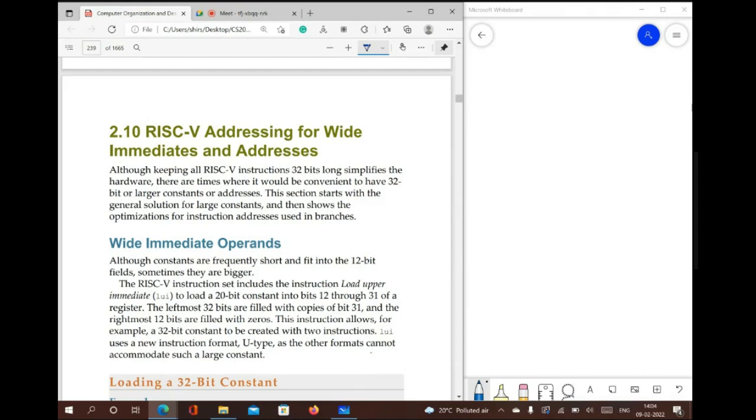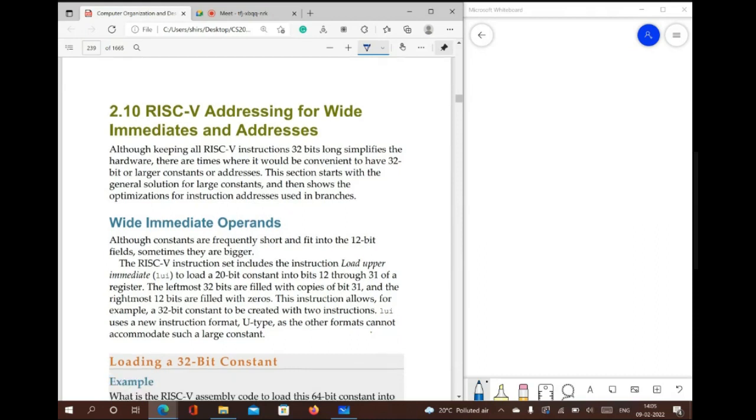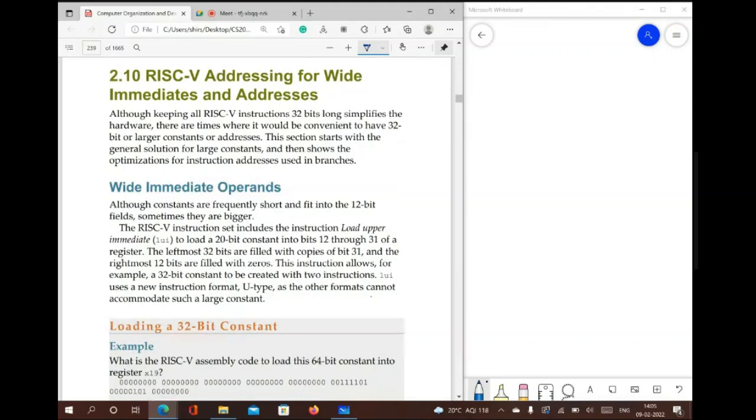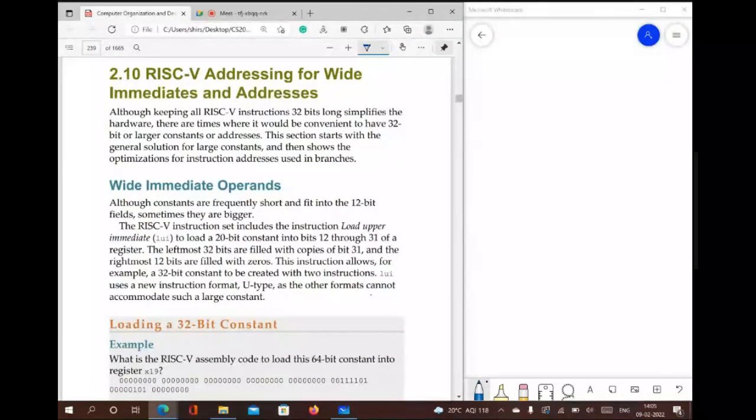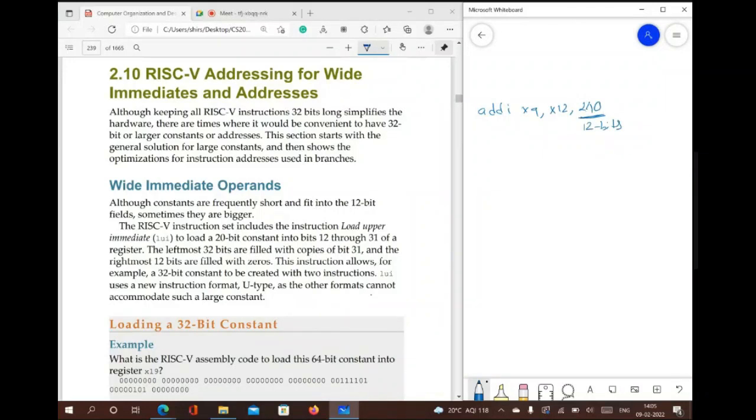Okay, so let us start today's discussion. We'll start from this section, with wide immediate operands. The operands that we know till now, the immediate operand, for example addi x9, x12, 40. Here for this immediate we have only 12 bits, right? So with these 12 bits, the number of constants that we can use is very limited. Compared to x9 and x12, for example, x12 is of 64 bits.